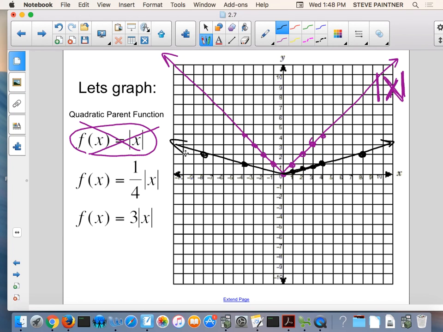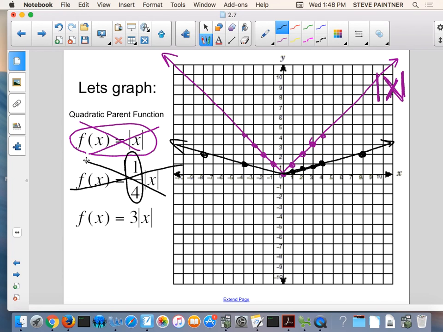That is called a what? Compression. And here's how we say it. It's a compression of factor 1/4. What's the word factor mean? Factor is a multiplier. So what's the factor on this one? 1/4. It's a multiplier. So I would say this is a compression of factor 1/4. Okay, we're done. What do you think about that one?